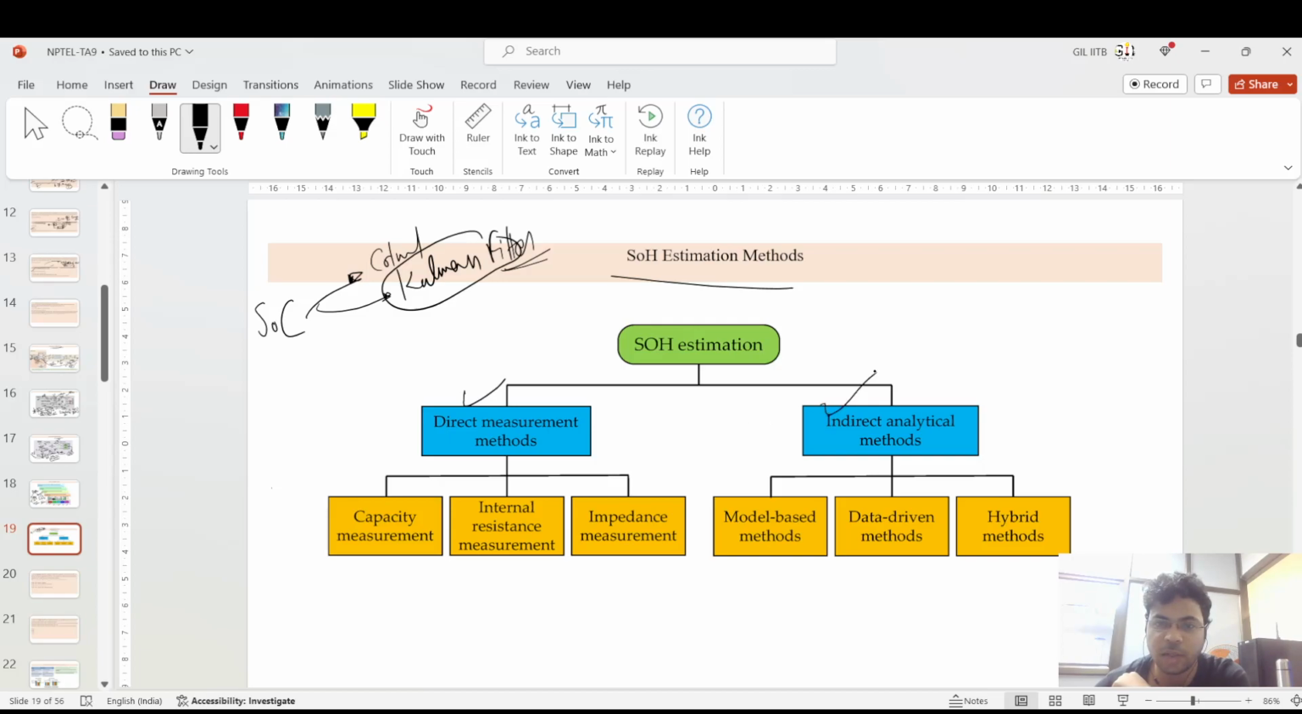For SOH estimation, there are two types: the direct measurement or the indirect analytical method. In the direct method, you actually measure the capacity, internal resistance, and impedance. After that, you estimate the SOH. In the indirect analytical method, you fit some model such as a Kalman filter based model, a data driven model, or both, that is data driven plus model based method. After that, you estimate the SOH. Okay, that is a very important parameter.